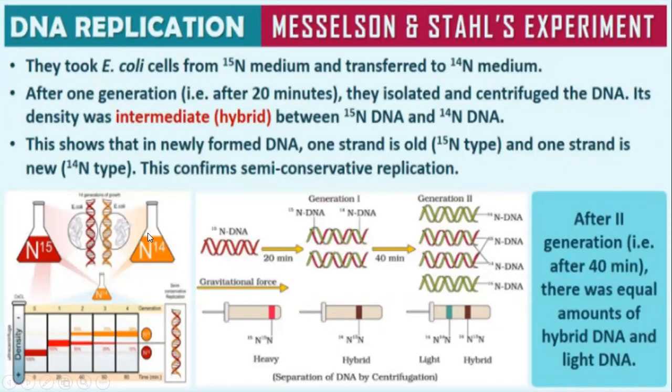So they took E. coli cells from N15 medium and transferred them to N14 medium, and after one generation, that is after 20 minutes, they isolated and centrifuged the DNA. Its density was intermediate between N14 and N15 DNA. This shows that in the newly formed DNA, one strand is old type, that is 15N type, and the other strand is new type, 14N type. This confirms the semi-conservative replication. After the second generation, that is after 40 minutes, there were equal amounts of hybrid DNA and light DNA.